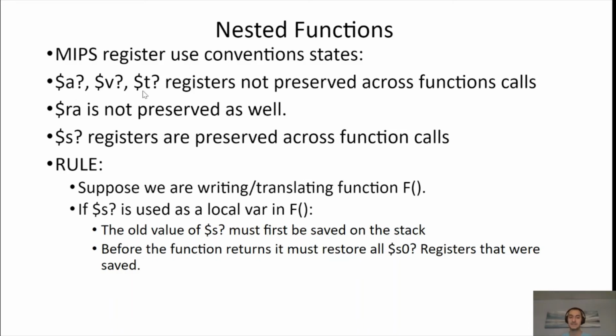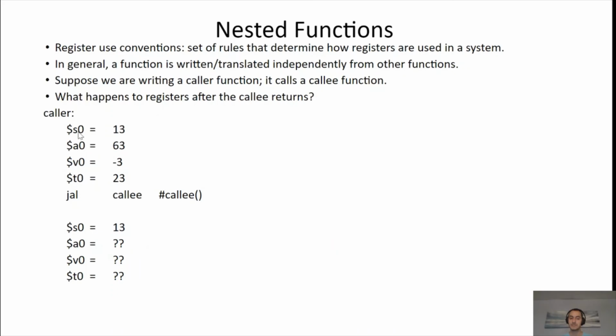The A, V, and T registers are not preserved across function calls. That's what we saw. RA, the return address, is also not preserved. So if you have some values in these registers and you call a function, you cannot be sure that after that function you still have your values in these registers. S registers are the opposite. S registers are preserved across the function call. So for something you have in an S register, after the function you can be sure that its value is still there.